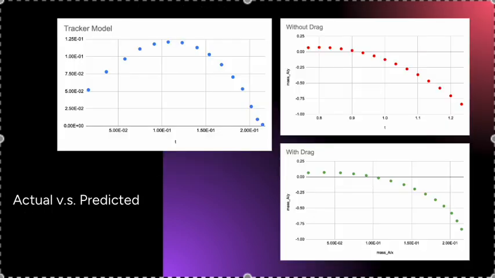So this is my actual versus predicted. Tracker is modeling what actually happened. And then both without drag and with drag are my predicted graphs from GlowScript. As you can see, the one with drag has more resistance than the one without drag.